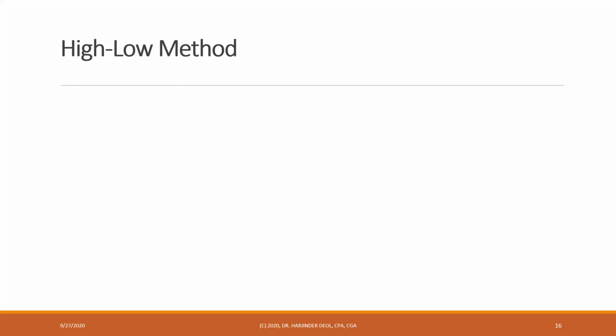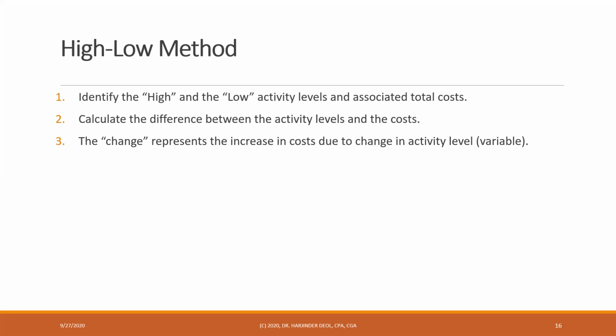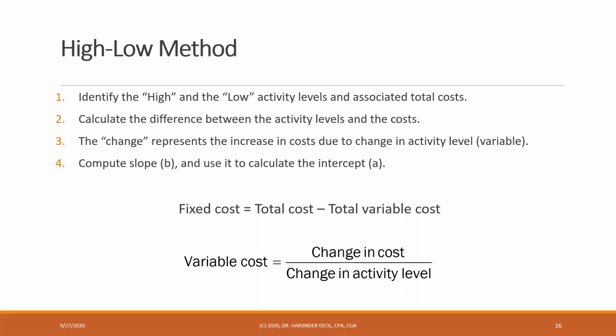Okay, the second method is the high-low method. With this method, we identify the high and the low activity levels and associated total cost. Then we calculate the difference between the activity level and the cost. The change represents the increase in the cost due to change in activity level, which is variable. That information is then used to compute our slope, which is B, and it's used to calculate the intercept, that's A. So your fixed cost equals your total cost minus your total variable cost, and your variable cost is the change in the cost divided by change in activity level.